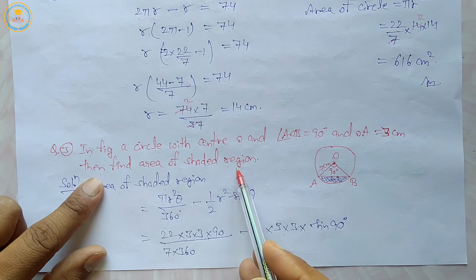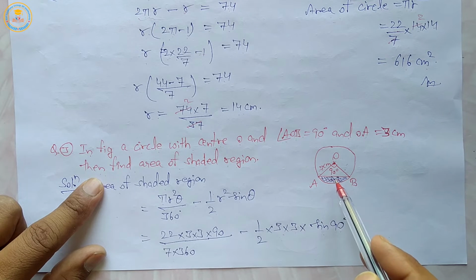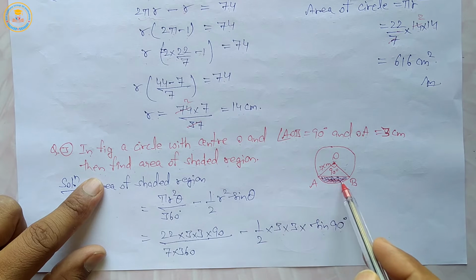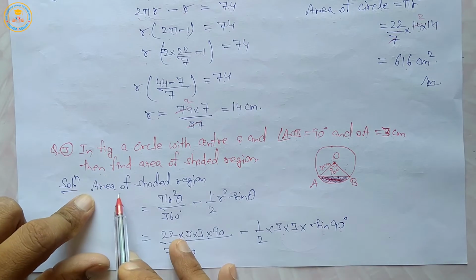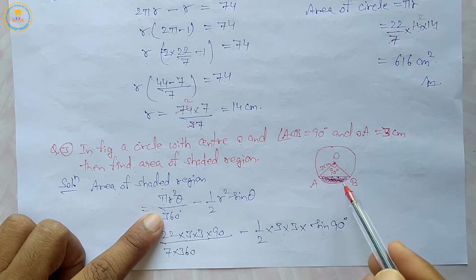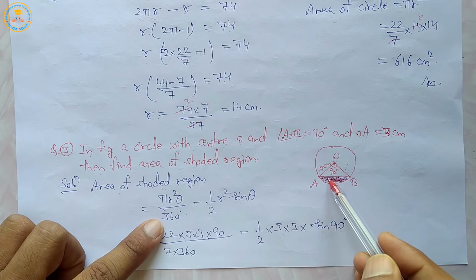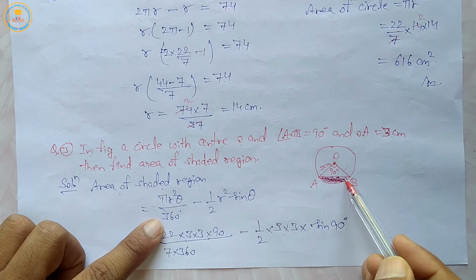Area of the shaded region. Shaded region means calculate the area of that part. Okay, that shaded part. So the area of the shaded region, according to the identity, is the area of the major sector.